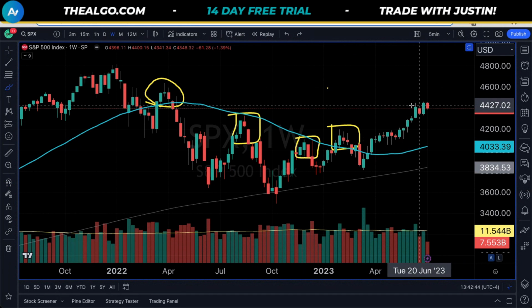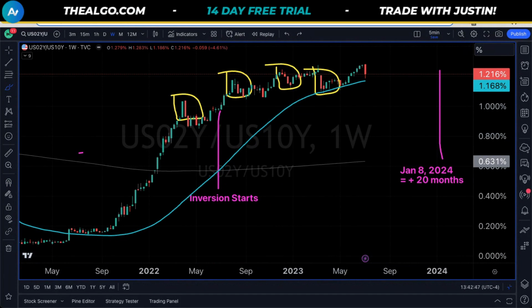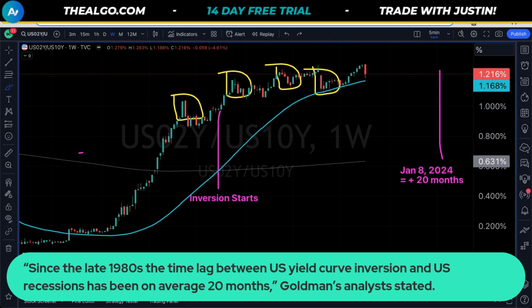And I'm sending this as a warning, because right now we know that we might be heading to recession, but we are not there yet. So if we think about when inversion started, which is here going back to June of 2022, which is when we breached that 1.0%, that's where the inversion starts. If we think about what Goldman Sachs is telling us here, since the late 1980s, the time lag between the yield curve inversion and the US recession has been about 20 months.